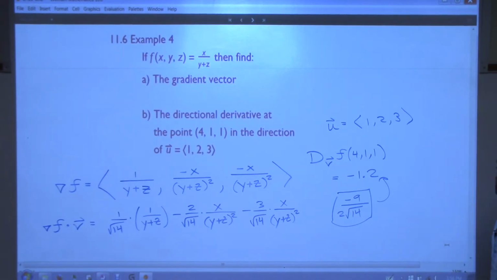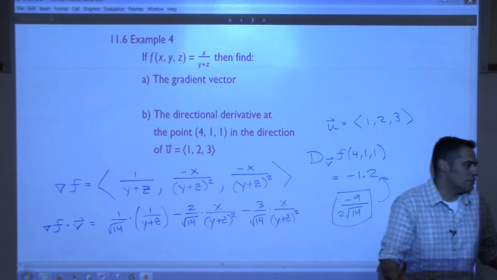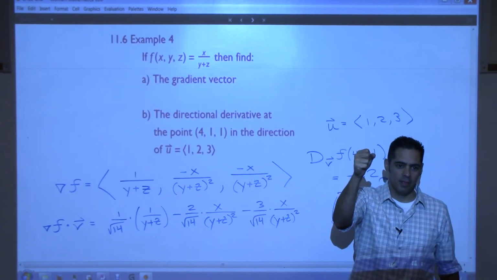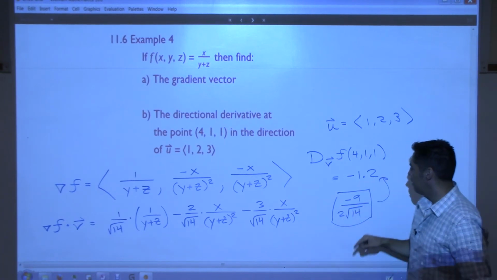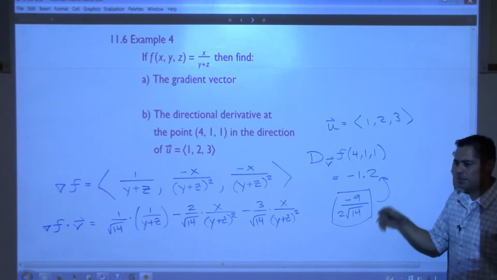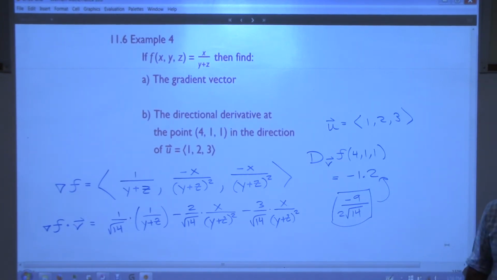So again, let's say that this function right here represented temperature in the room, and you're at the point 4, 1, 1, wherever that is, and you start moving in the direction of this vector. The temperature is actually decreasing at that rate, negative 1.2 degrees. All right, we're moving on.